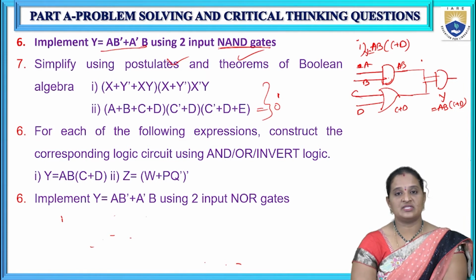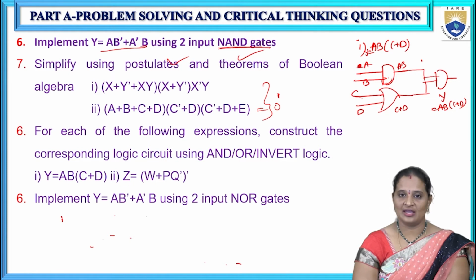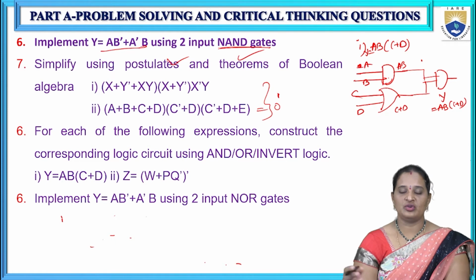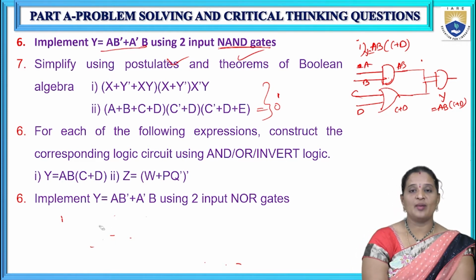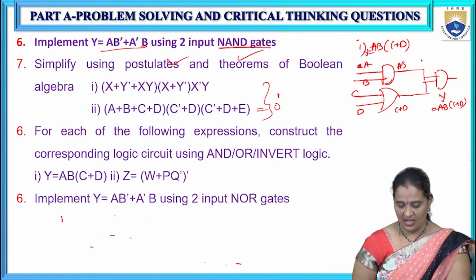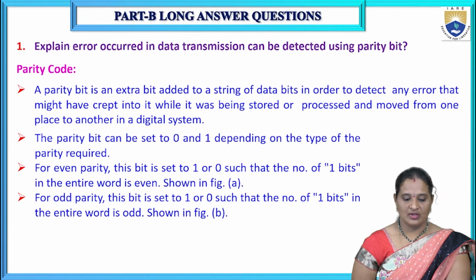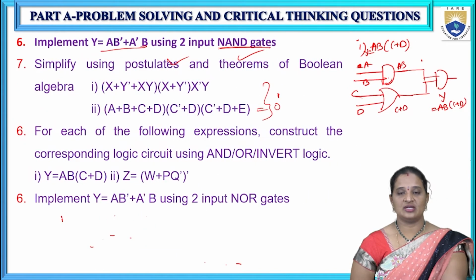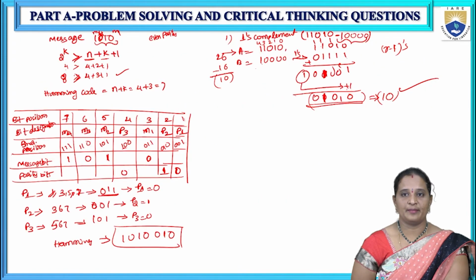First, place the bubbles at the outputs of the OR gates and at the input side of the AND gates, and the remaining steps are the same. Finally, we need to replace all the bubbled AND gates with NOR gates, because bubbled AND gates are equivalent to the NAND gates. That is how you can get the NOR implementation of A bar B plus A B bar. These are all the analytical questions given in the question bank, so you can go through them.